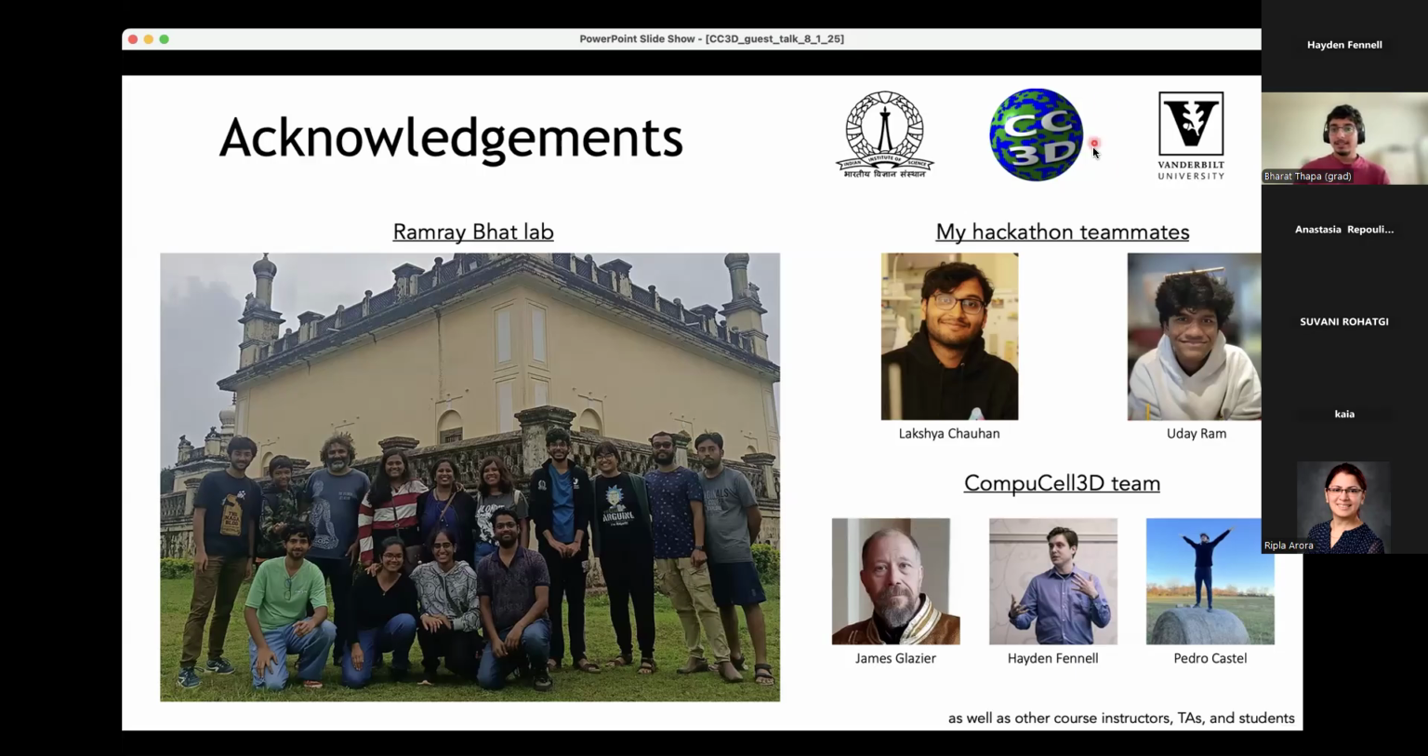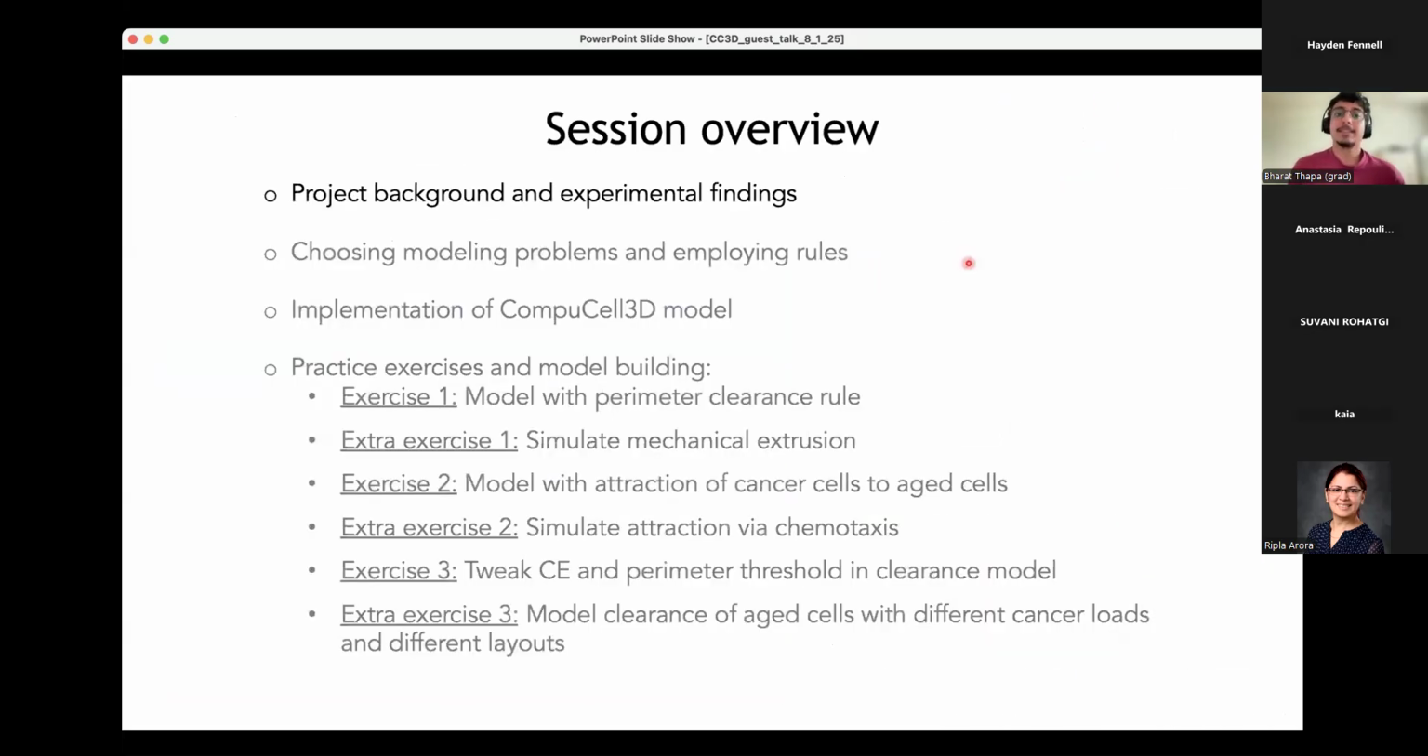Awesome. Let's get started. So this is going to be one of the lectures which is on the longer side that I've given before, so I thought it'll be useful to have an outline. We're going to start with project background, and then a little bit of what were the experimental findings, how did I come up with the project, how did it go, how did it move forward, what were the challenges.